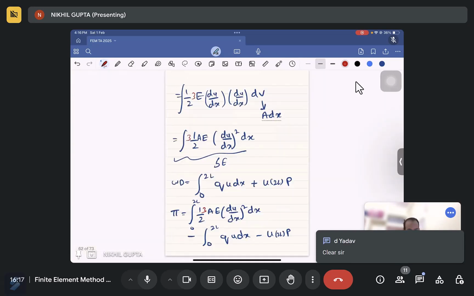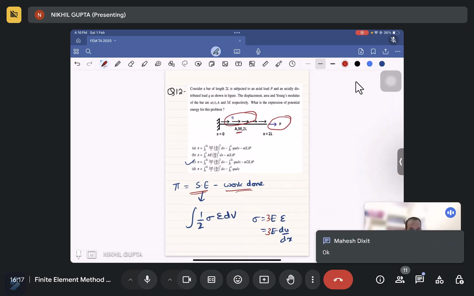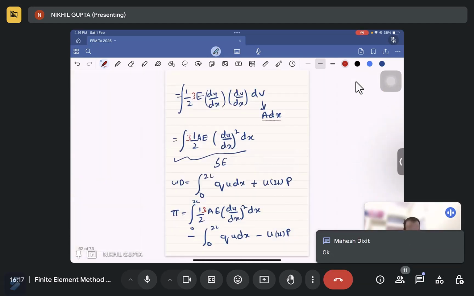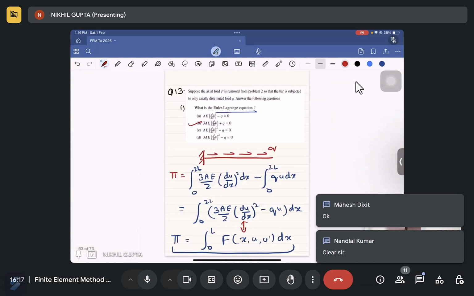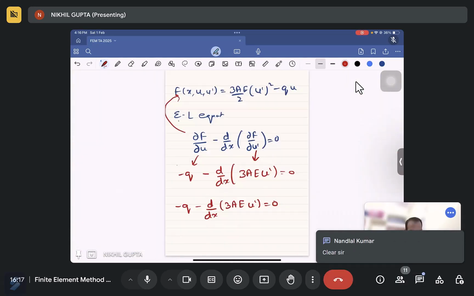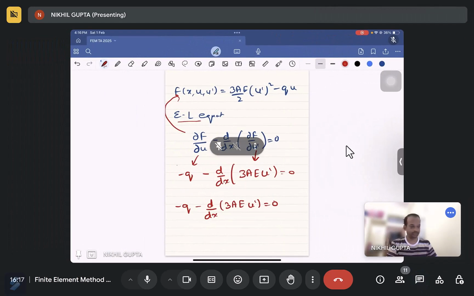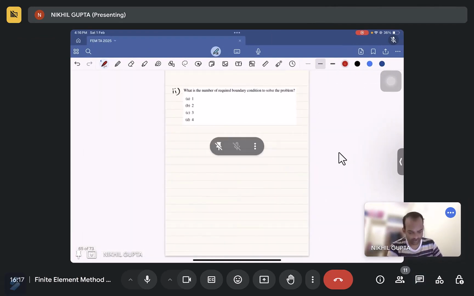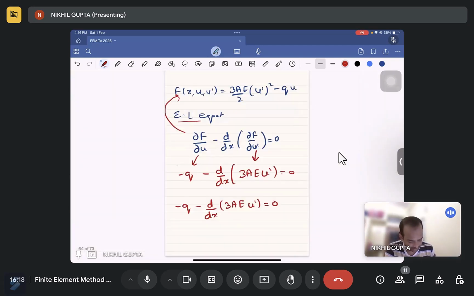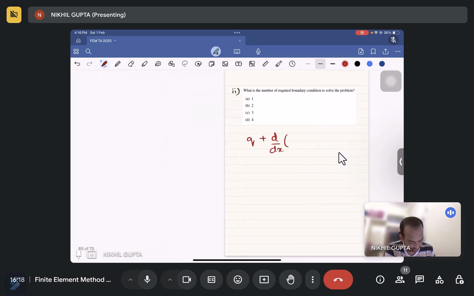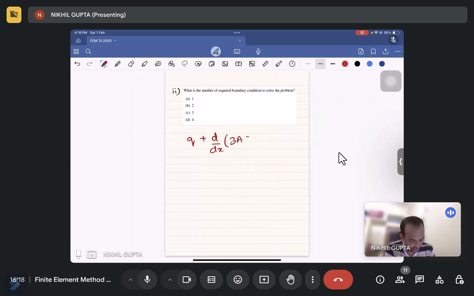So I'll repeat that. We have started with a potential energy function. We can form a differential equation through it, or we can get an Euler-Lagrange equation to get a differential equation of it. Now, what is the number of required boundary conditions to solve the problem? Our problem is q plus d by dx of 3AE du by dx equals 0.